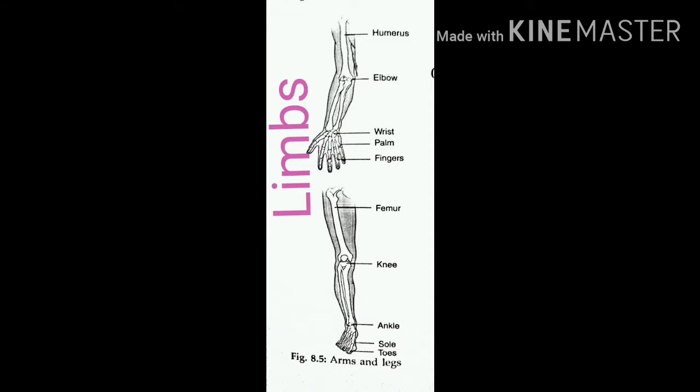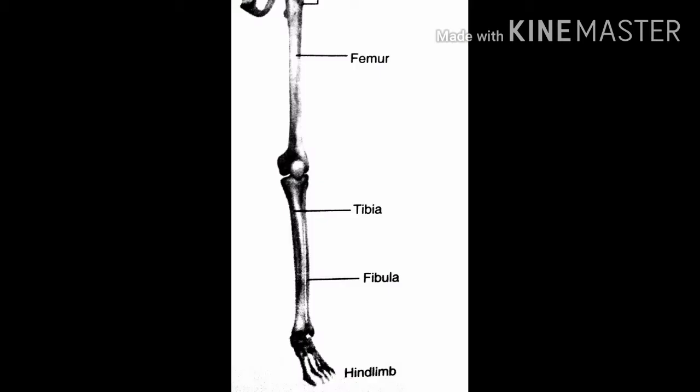Femur, or thigh bone, is the longest bone in our body. See in this picture, the femur is there. That one is the longest bone in our body. This longest bone fits into the hip girdle.